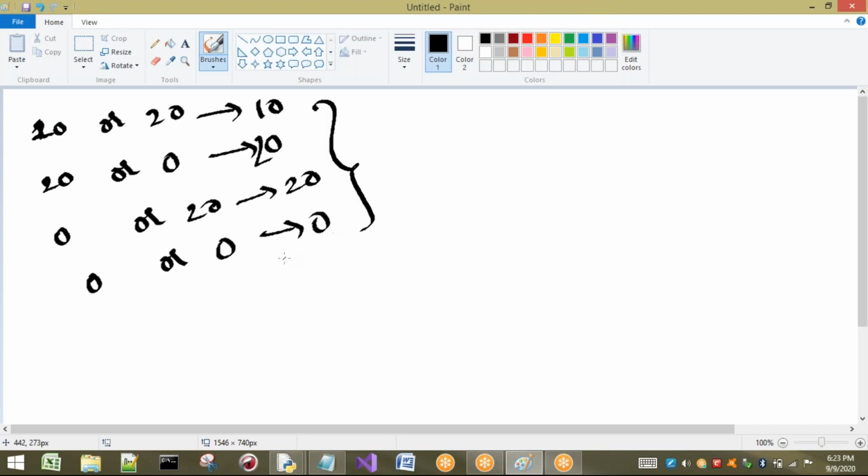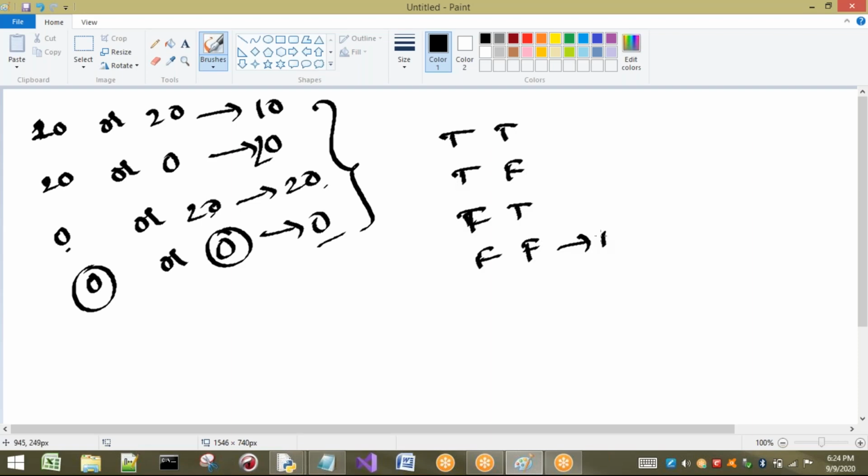We can see clearly, you can observe. This is false, this is false, so automatically you are going to get false. One false, one true, answer is true. Okay, here I will write true, true, true, false. Next one, false, true. Next one, false, false. In our case, only false, false is false. Remaining all are true.